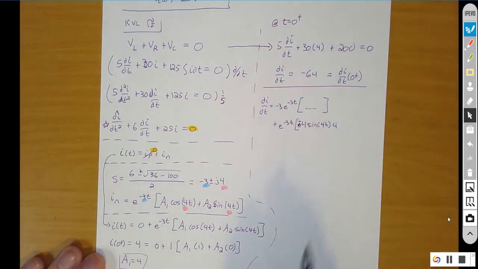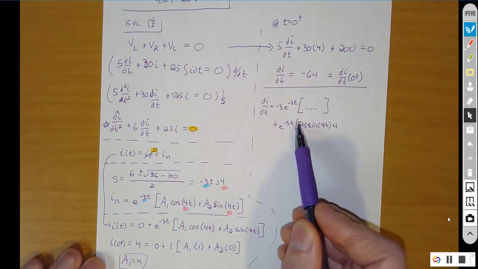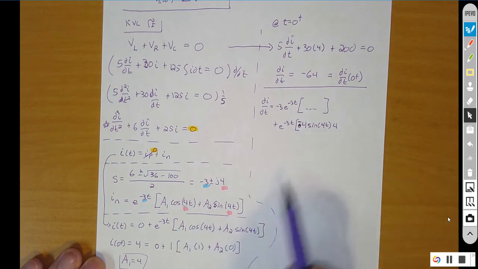A whole bunch of stuff happened here. So I took 4 cosine 4t and took its derivative. So the 4 is just from the a1, negative sine, because it was cosine, and then I take the derivative of 4t and I get a 4.